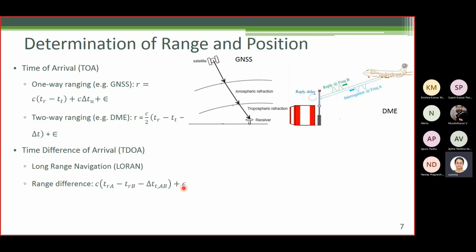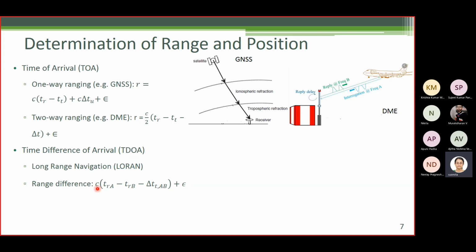But definitely it degrades positioning accuracy. But it can be statistically modeled in epsilon. So this is measured by the receiver. This is also measured by the receiver, and this is known a priori. The nominal value is known. So we can determine the range difference here, right?